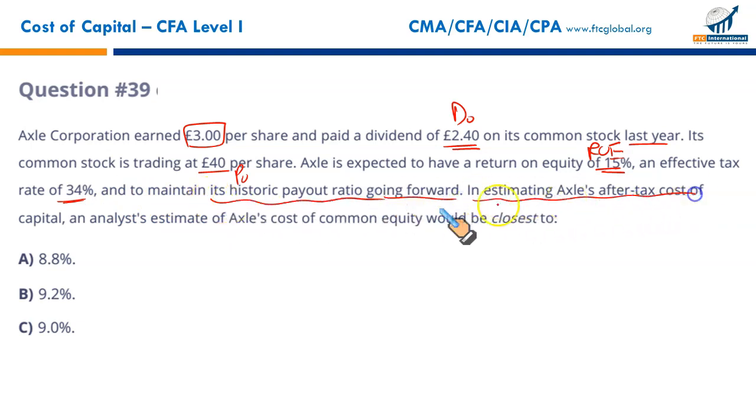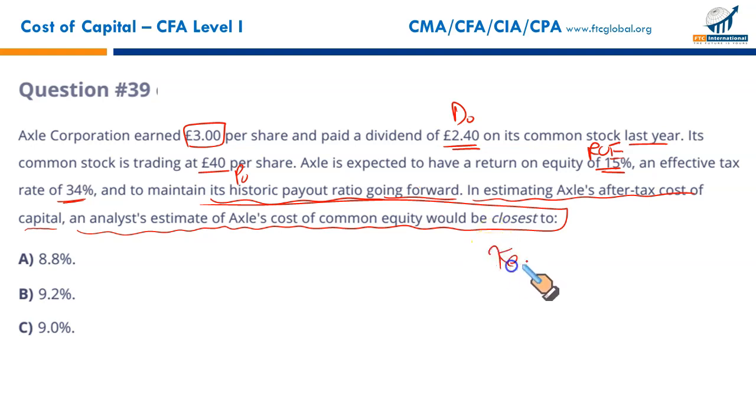In estimating Accel's after-tax cost of capital, an analyst's estimate of Accel's cost of common equity would be closest to what, for the purpose of calculating after-tax cost of capital? Gentlemen, we can't use CAPM, the capital asset pricing model. We haven't been given beta or return on the market. So we are left with only the dividend discount model: D0 over P0 plus g. Do we have D0? Yes. Do we have P0? Yes. We don't have g. Do we have some numbers that can help us calculate g?